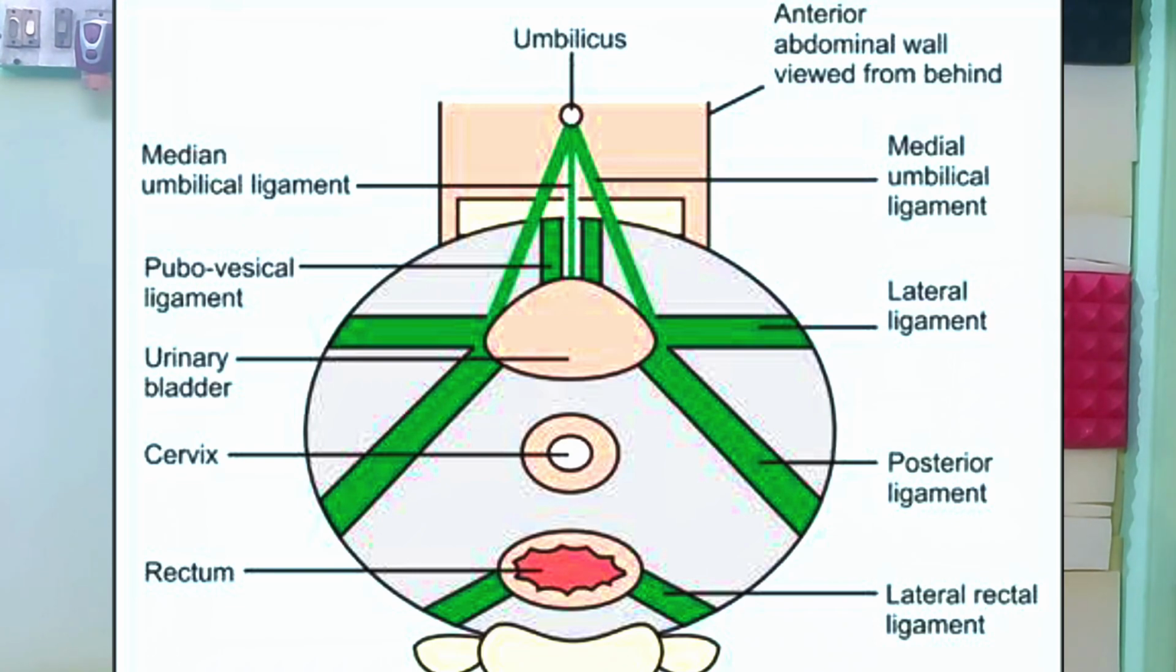And a few false ligaments. These are not actual ligaments, but these are peritoneal folds. So you have to name them like median umbilical fold, medial umbilical fold, lateral false ligament formed by our peritoneum of the perivesical fossa, and posterior false ligament formed by our peritoneum of the sacrogenital folds. That's all.